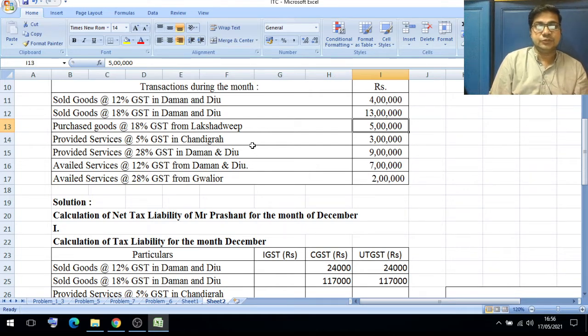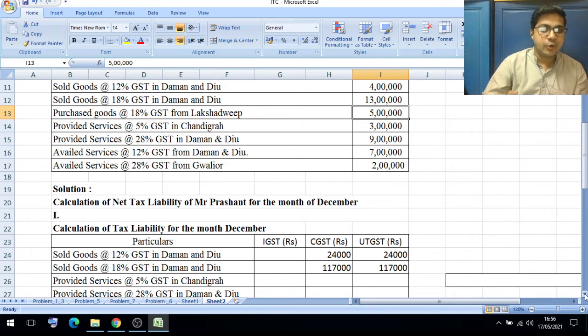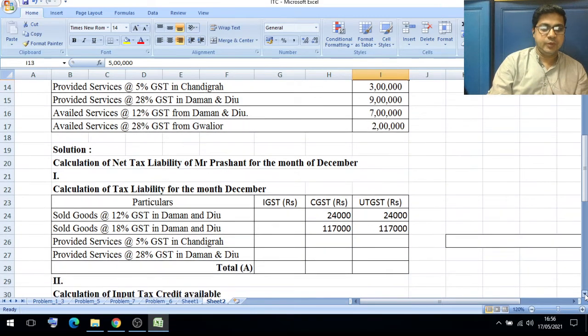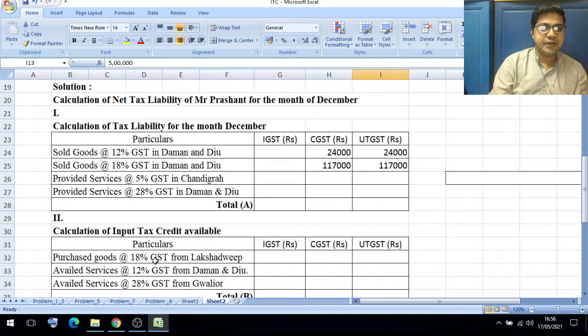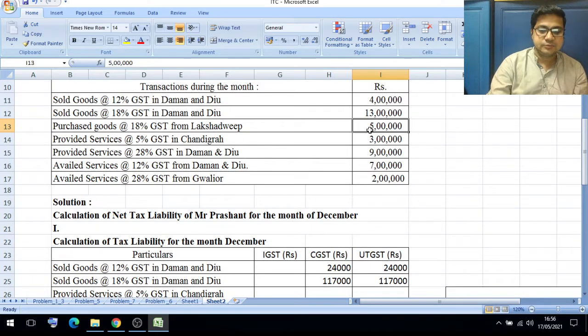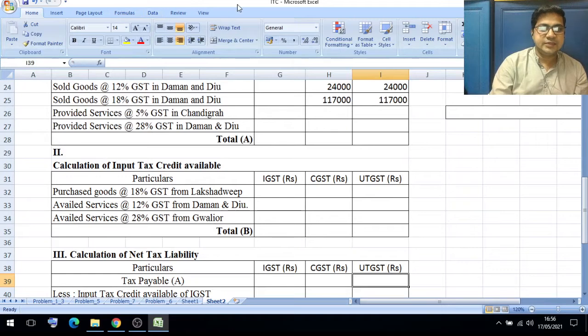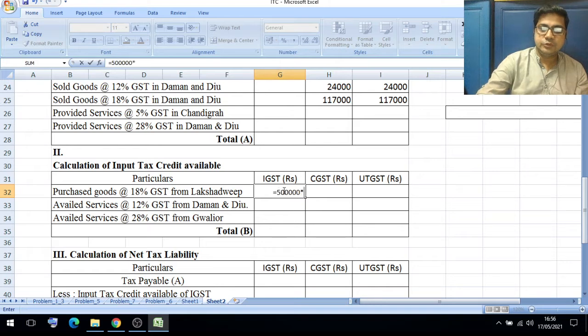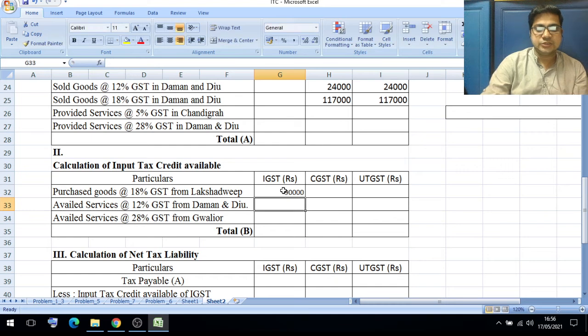Now under such a transaction, goods purchased from Lakshadweep, we have to apply IGST. The purchase of goods at the rate of 18% GST from Lakshadweep, we have to apply IGST. The value will be 5 lakhs. On that 5 lakhs, we have to charge 18% IGST, that is rupees 90,000. 18% IGST, 90,000. So I hope you understood.